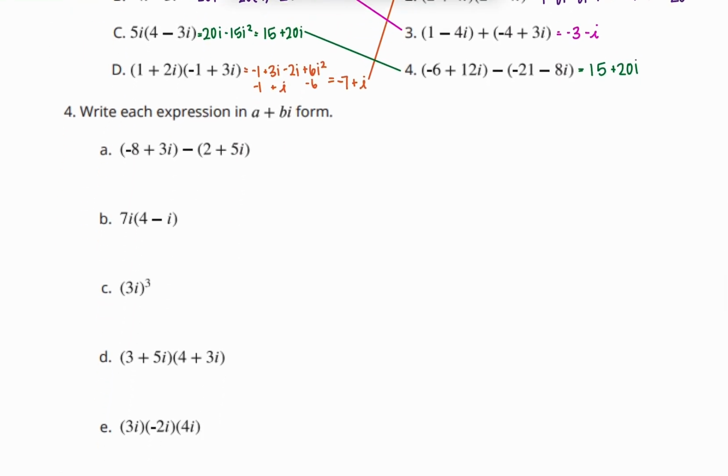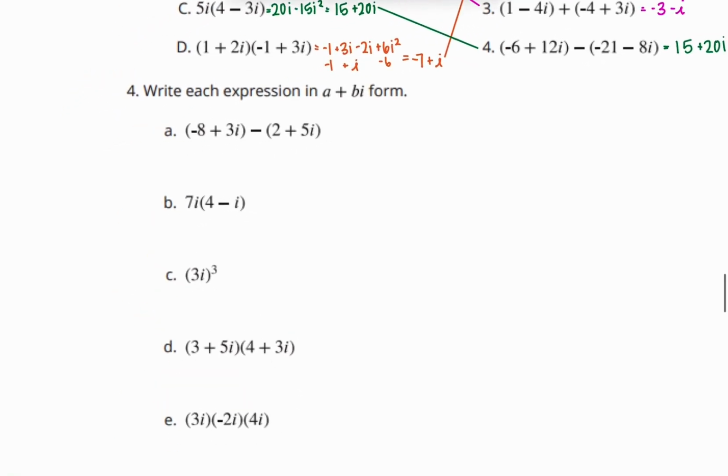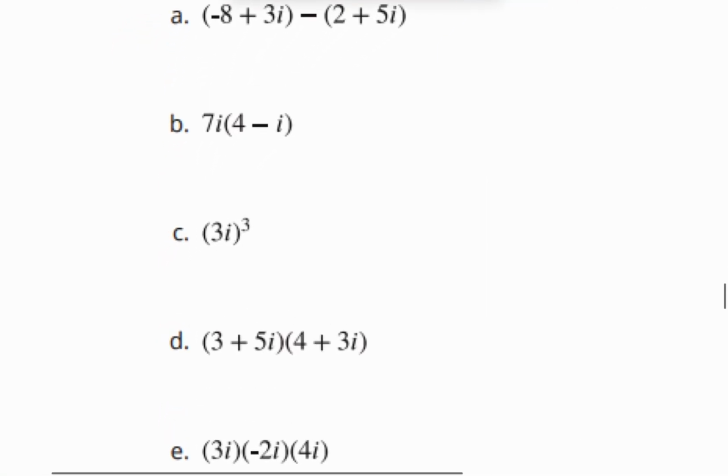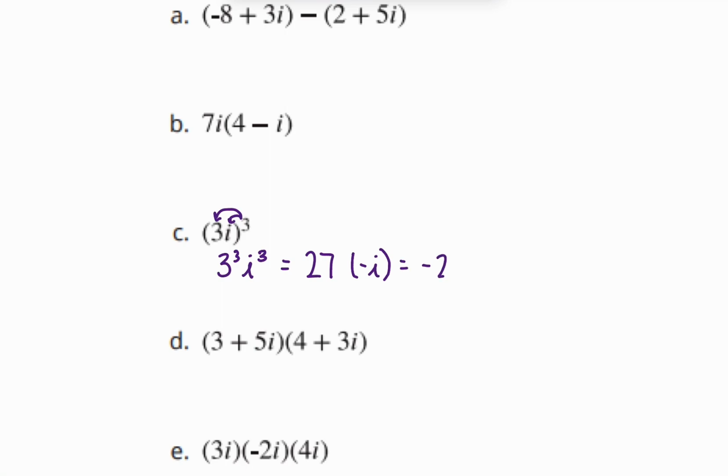And then rewriting these each in the complex standard form, the a plus bi form. I'm going to skip A and B since there's examples above of that. C, though, you've got to take this cube to each number or i inside because they're not adding or subtracting on the inside. So this will be 3 cubed times i cubed. 3 cubed is 27. i cubed, though, and I'll talk about this on the next page, is going to be -i. So this will be -27i.